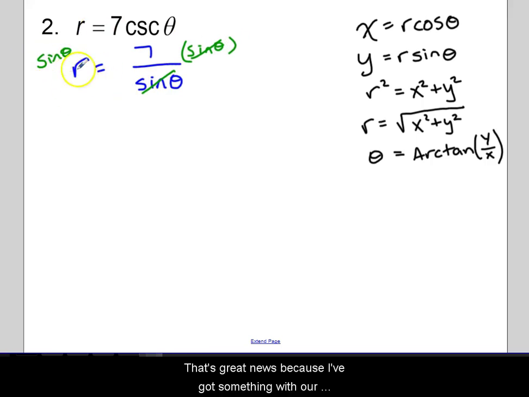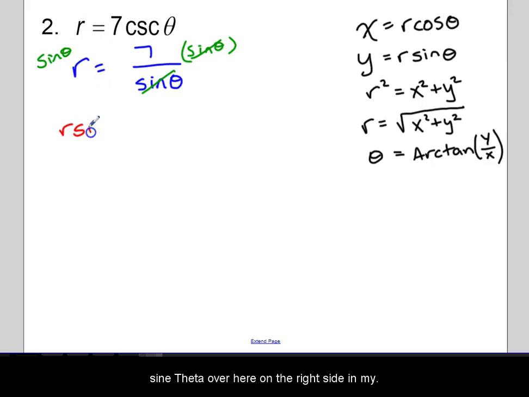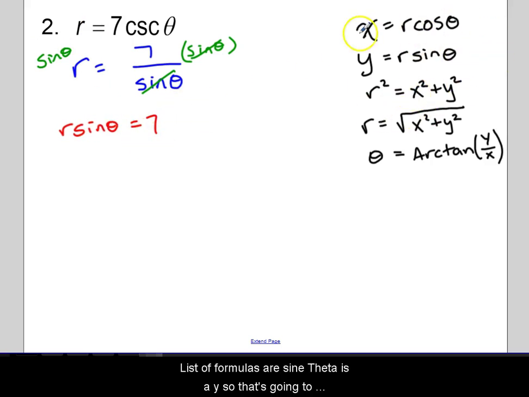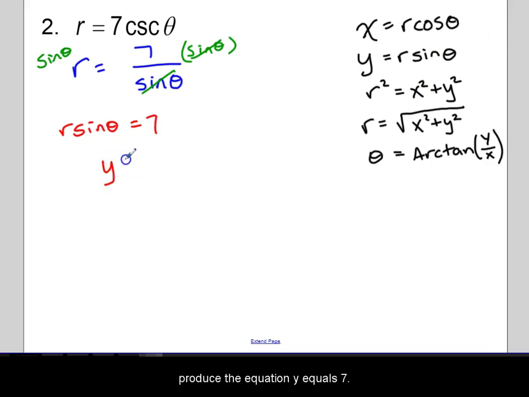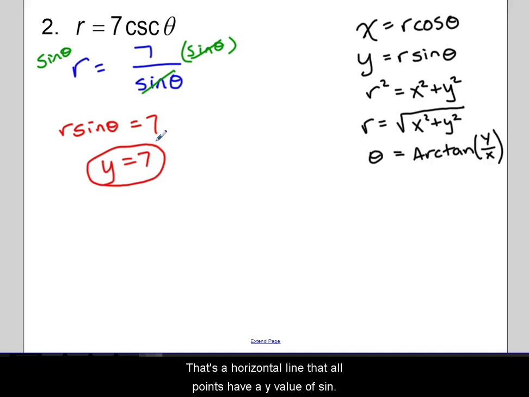That's great news, because I've got something with r sine theta over here on the right side in my list of formulas. R sine theta is a y, so that's going to produce the equation y equals 7. I know you're familiar with that. That's our horizontal line where all points have a y value of 7. Let's check it out in the polar world.